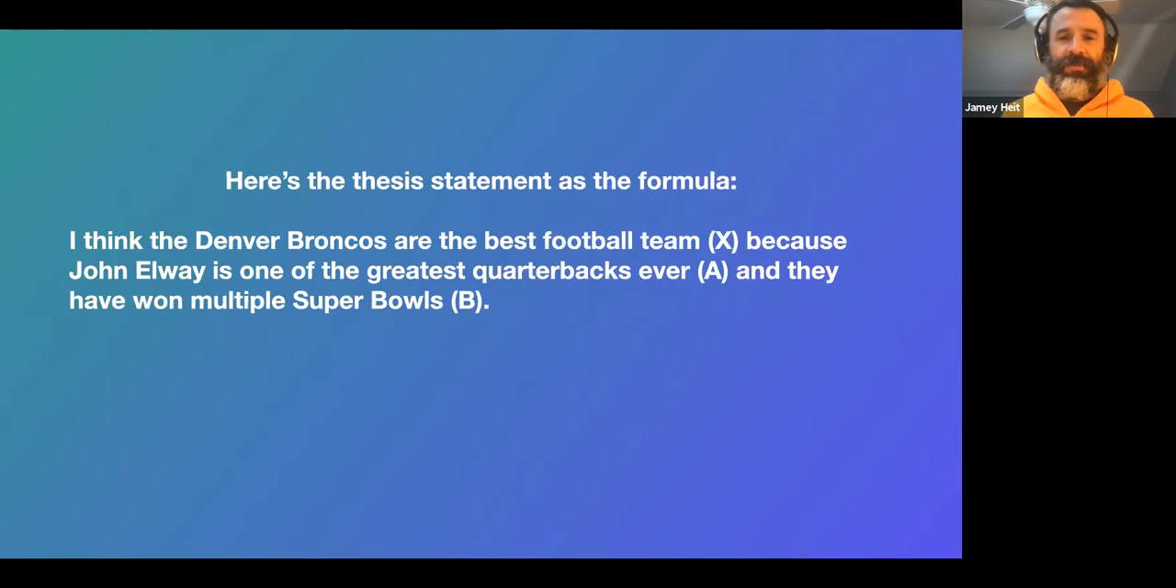So let's bring those two pieces together to see how easy this is. I think the Denver Broncos are the best football team because John Elway is one of the greatest quarterbacks ever, and they have won multiple Super Bowls. I have my position, I have my reasons for the position. The formula is always going to work if you get stuck. So if you need help, fall back to that formula. Write down your X, write down your reasons for that position.